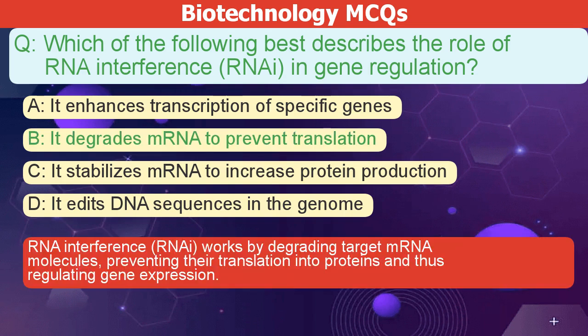The correct answer is B. RNA interference, RNAi, works by degrading target mRNA molecules, preventing their translation into proteins and thus regulating gene expression.